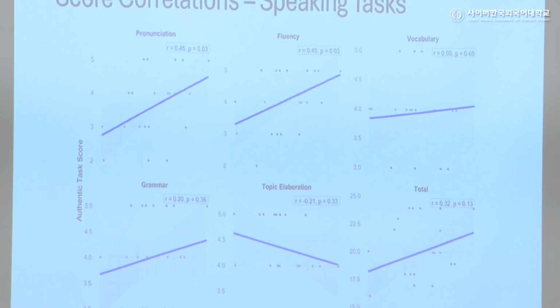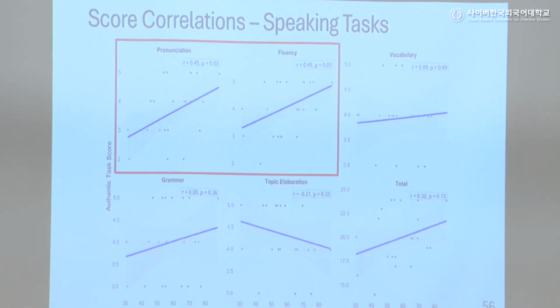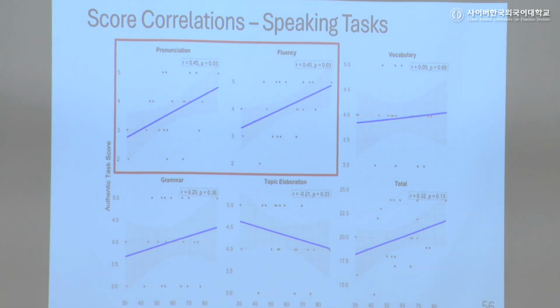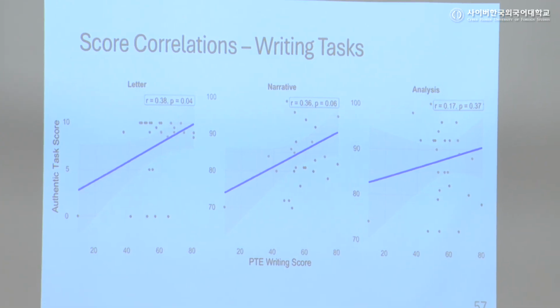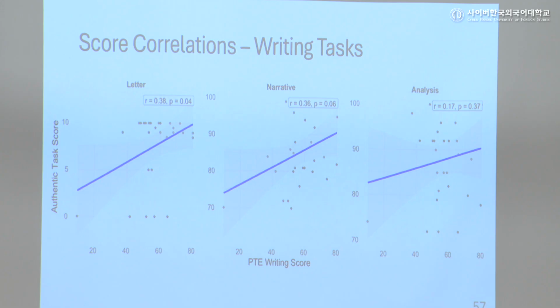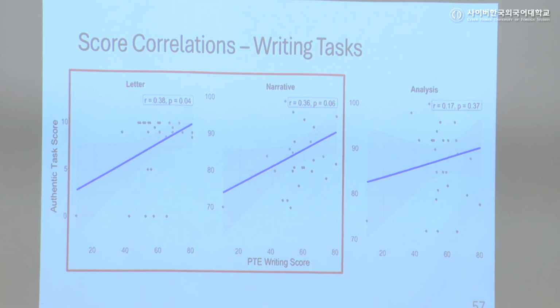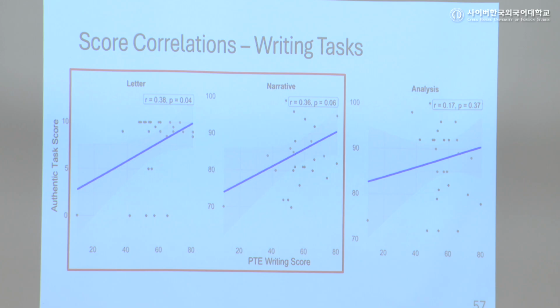And for the speaking stuff, what we're seeing here is that our strongest correlations are between the Pearson test of English speaking score and how they did on the authentic task, which we rated with a rubric. Medium-sized correlations, it looks like, and then some of the linguistic aspects are not so closely related. For the writing tasks, we see the Pearson writing score and then the score on these 3 different writing tasks, so the grades that they were given. Small to medium-sized correlations. Okay. Looks a little bit better for the letter and the narrative than the analysis paper.